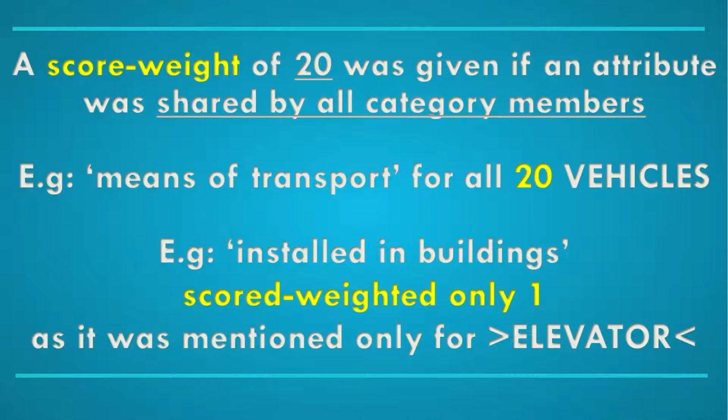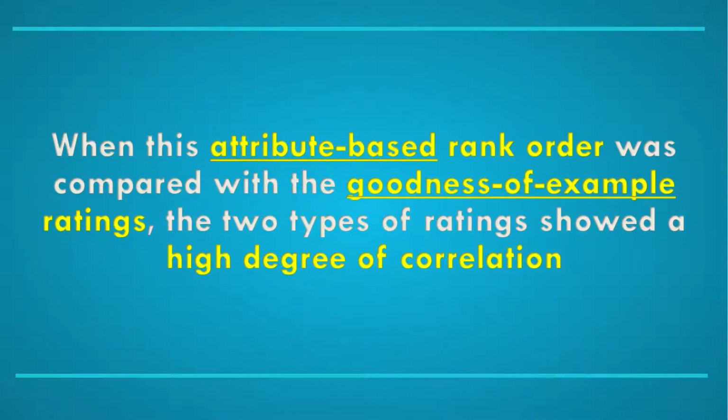for the feature or attribute installed in buildings, there was only one item, that is to say the elevator, that received such an attribute. So this attribute of being installed in the building has a very low weight. It doesn't have a very high score, or very heavy weight as an attribute within this category. When this attribute-based rank order was compared with the goodness of example ratings experiments, the two types of ratings showed a high degree of correlation.